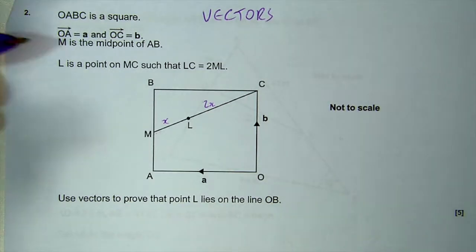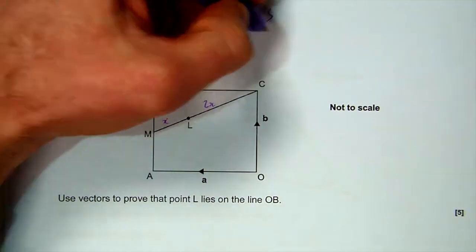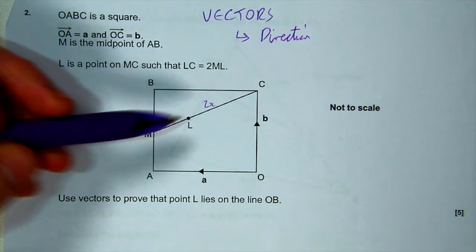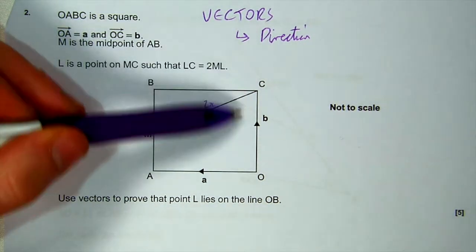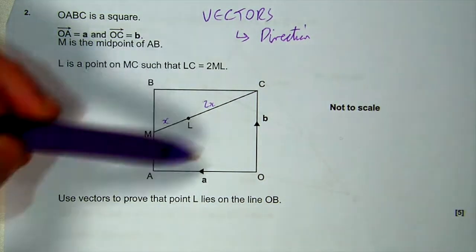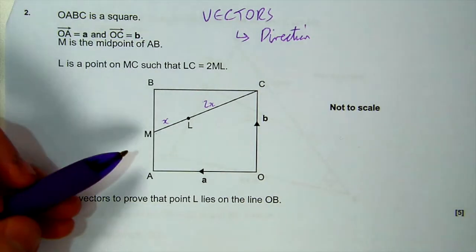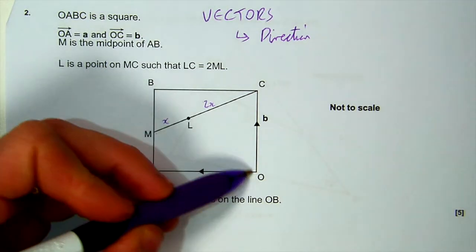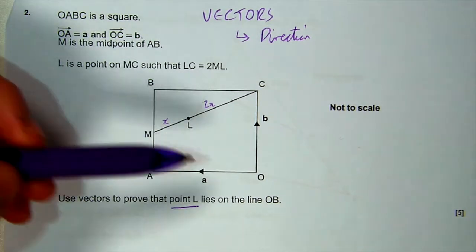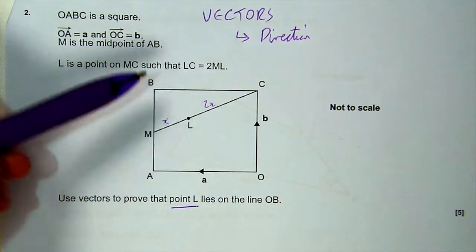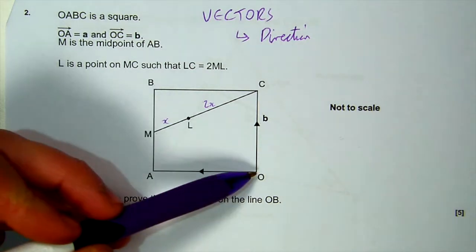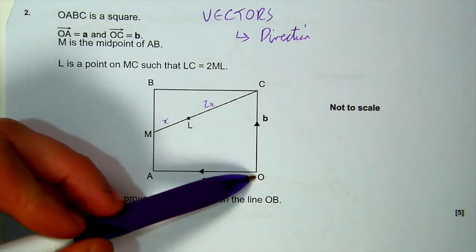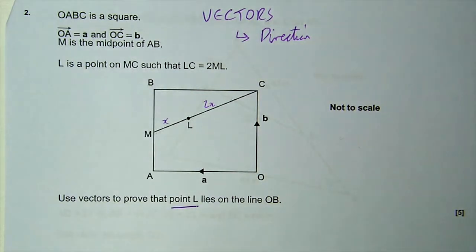Okay, so the key thing to know about vectors is that vectors denote a direction. Whenever you're doing a vectors question, it's like going on a journey from one point to the other, and you're using that to describe what it is you're trying to prove. In this case, we need to prove that point L is on the line OB. We can prove that by showing that the vector from O to L is in proportion to the vector from O to B. If they are in proportion with each other, then point L will be on that line. So how do we go about doing this?